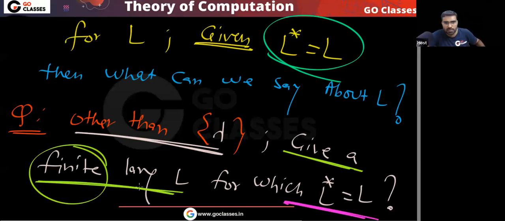Not possible. Finite language I am asking. Satyam is giving A star. I am asking for a finite language. Give me a finite language other than this, for which L star will be the same as L.